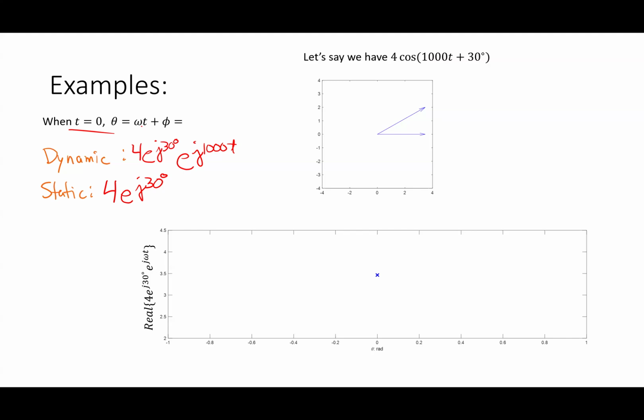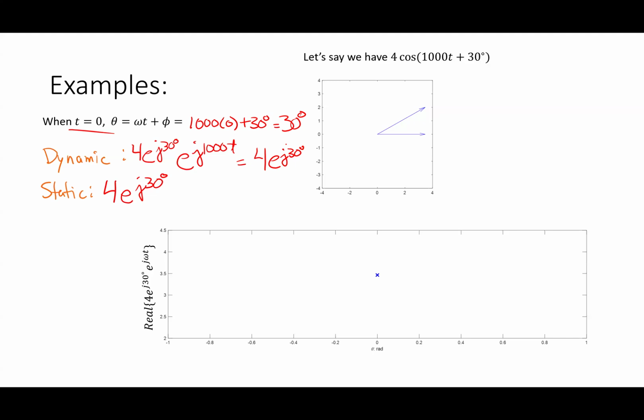So, all right, let's think about this. At t equal to 0, omega t plus phi is what? 1000 times 0 plus 30 degrees. What's that equal to? 30 degrees. Okay, so at this particular point in time, the dynamic phasor and the static phasor are exactly the same.